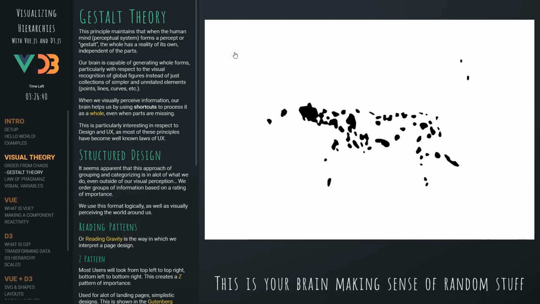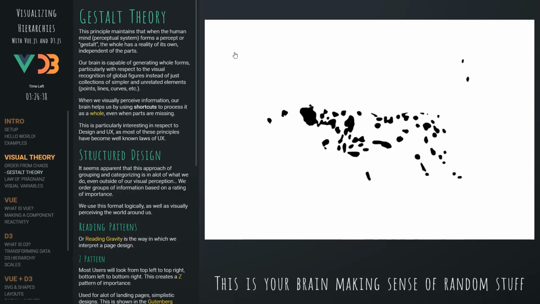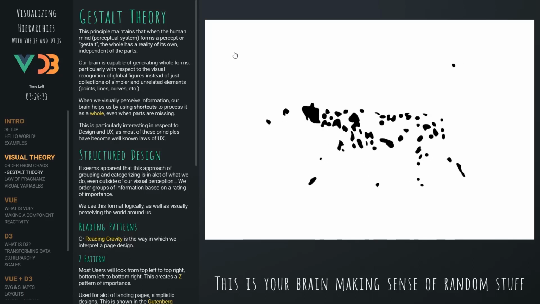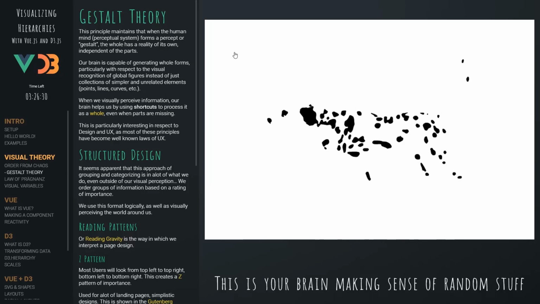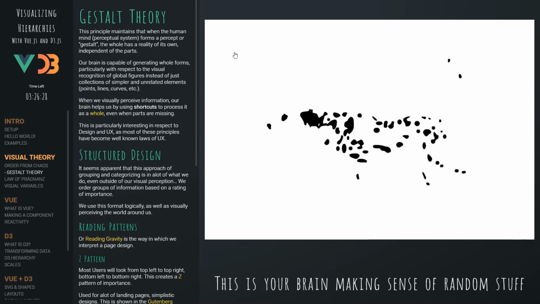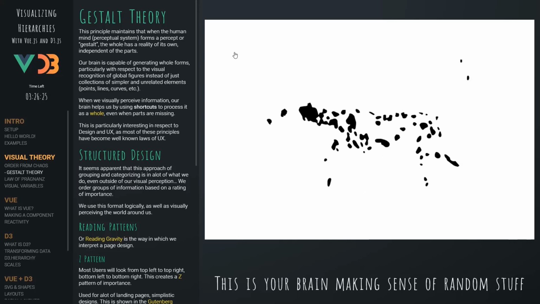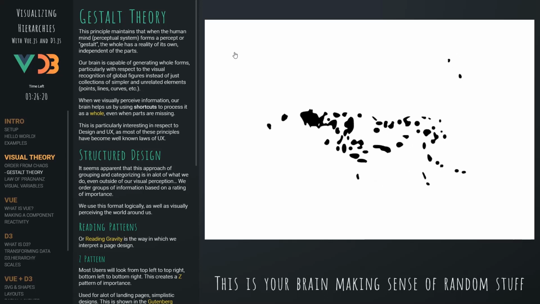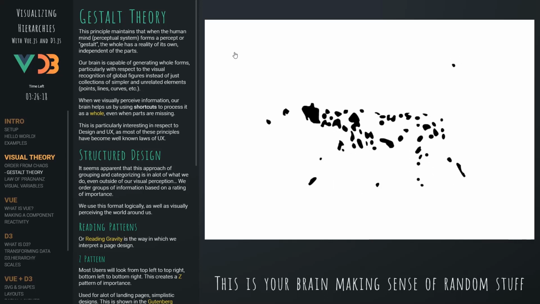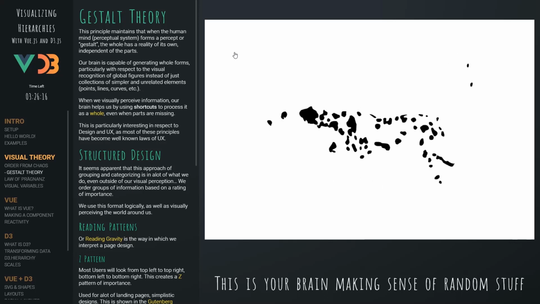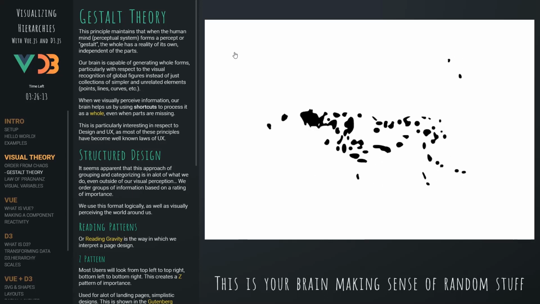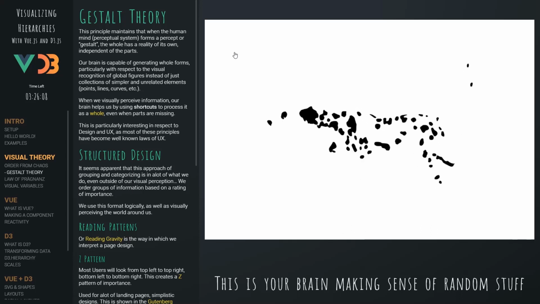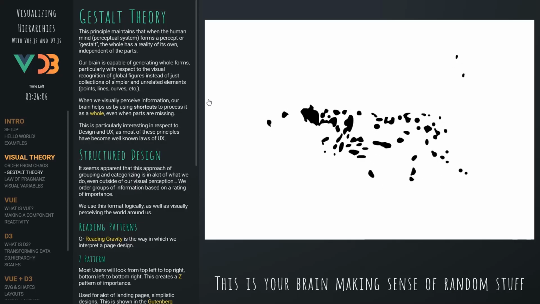A good example of this is looking at this Dalmatian. Now, I say Dalmatian, but there really isn't a dog there. It's a bunch of black spots that are moving in a certain way that gives our mind an idea of what it might be, right? Our mind is using our long-term memory to know that this is a dog because we've seen a dog in the past, and we're using this to try and get closure, right? Our minds are filling in the gaps for us. So this is particularly interesting in respect to design and UX, as most of these principles have become well-known laws of UX.